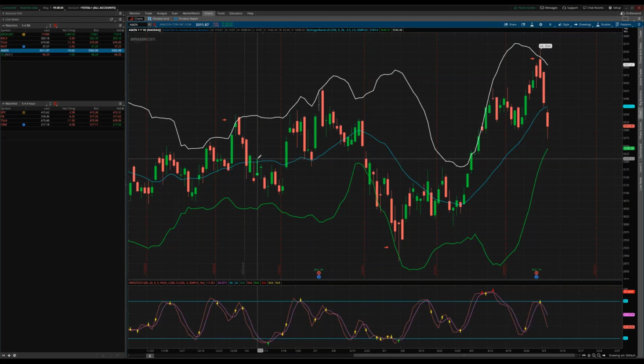There's a lot of reasons why it reverts to the mean. It's profit taking from institutions. It's retail traders getting stopped out. It doesn't really matter. It just works. It does this over and over and over again, okay?